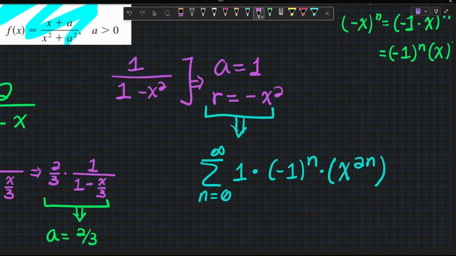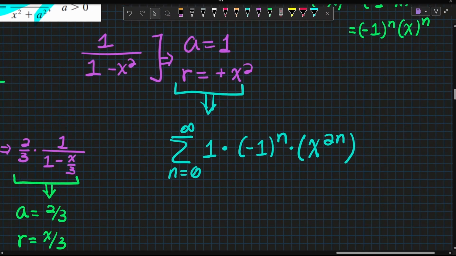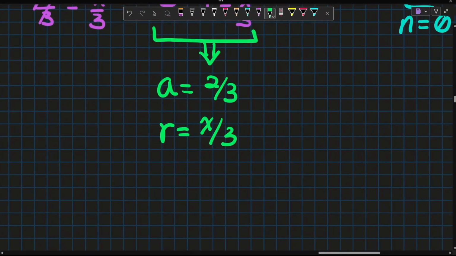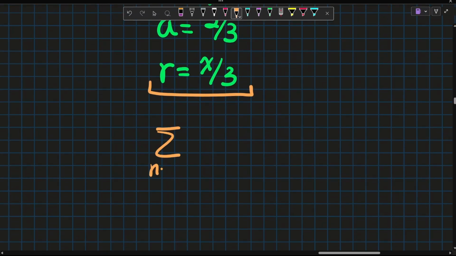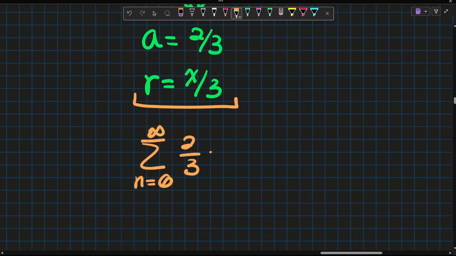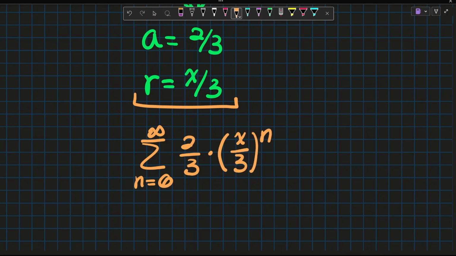Yeah, no, sorry, I made a mistake here. It should be positive. This is not an alternating series. Now we can transform this into the series form: n starts at 0 to infinity of 2 over 3 times x over 3 to the n.